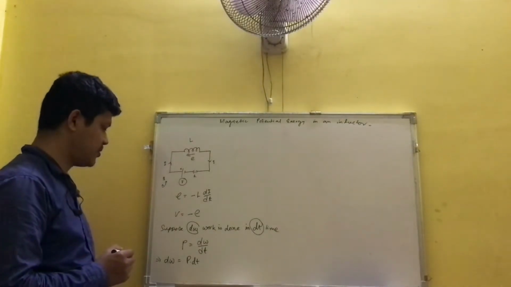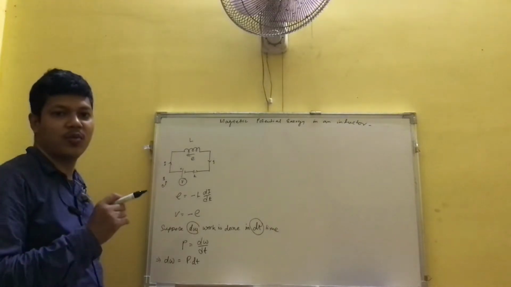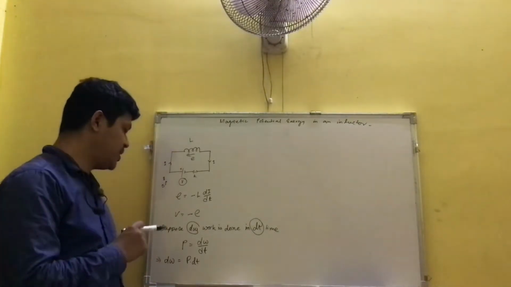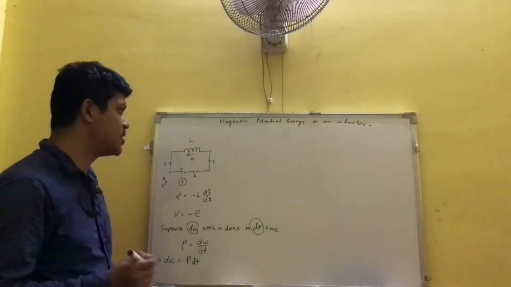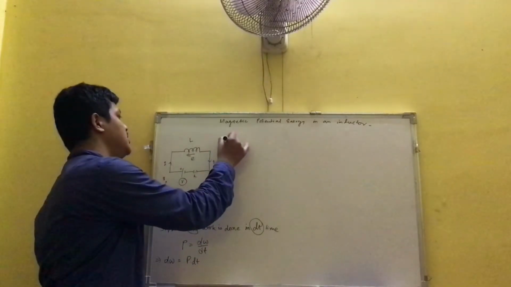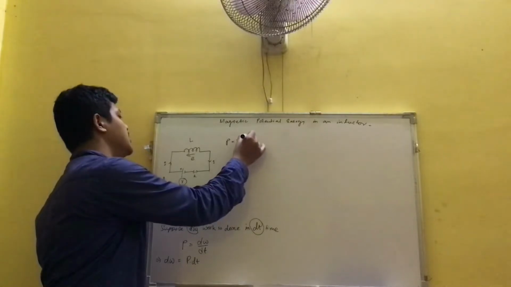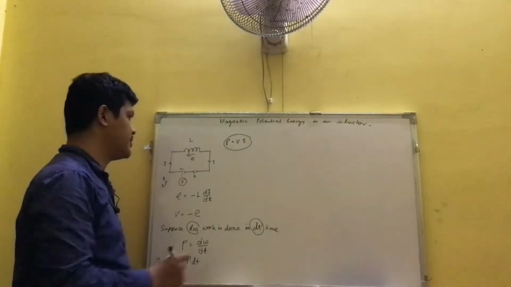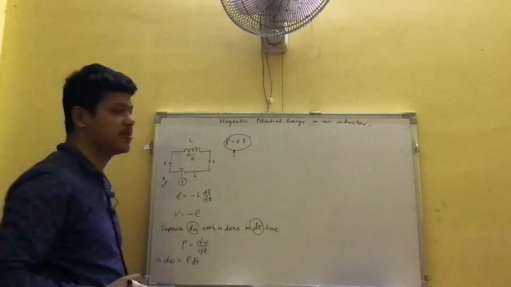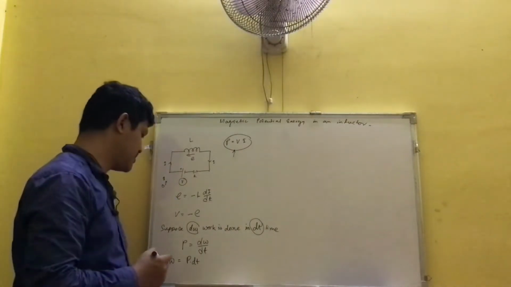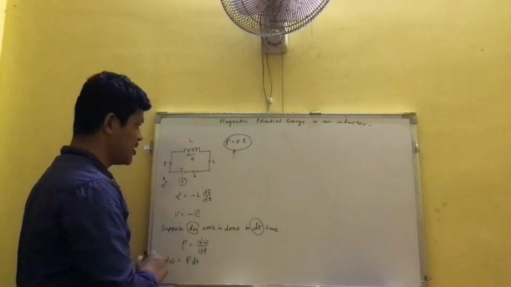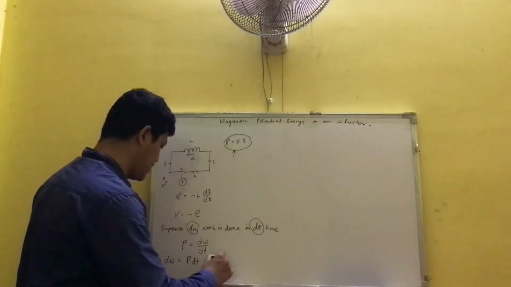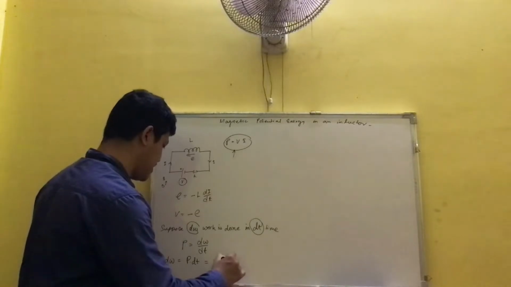Now here you see, what is P? Power. P is equal to VI. You have got this formula in class 10. If you remember, you studied it in class 10 science, electricity. So you can use that formula. So we can write VI dt.